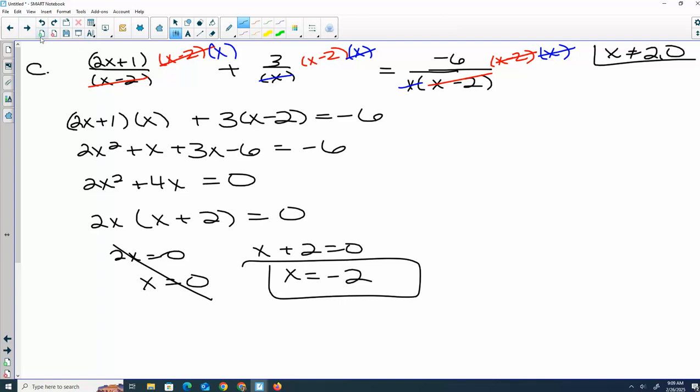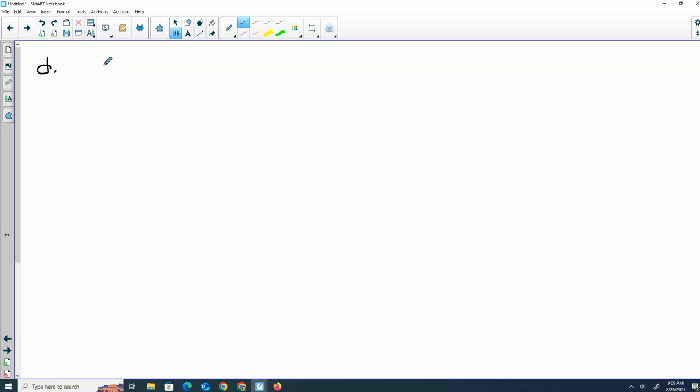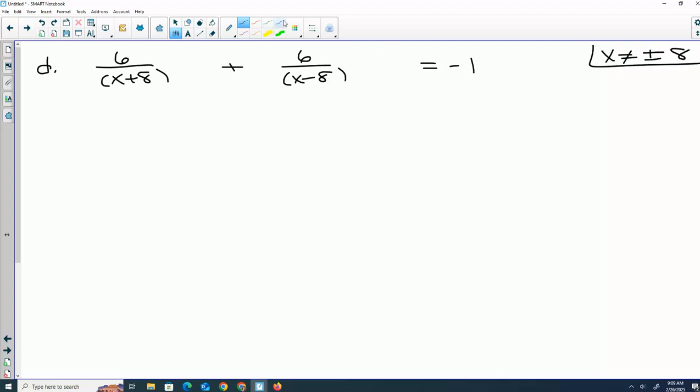D. So 6 over x plus 8 plus 6 over x minus 8 equals negative 1. So what can x not equal? To get rid of x plus 8, everything gets multiplied by an x plus 8. That cancels this, but I still have a fraction, so now everything needs x minus 8.